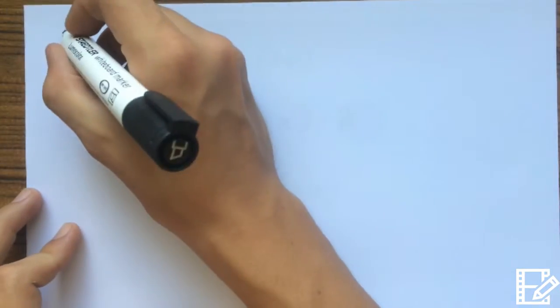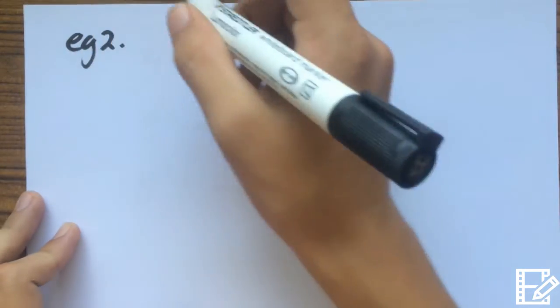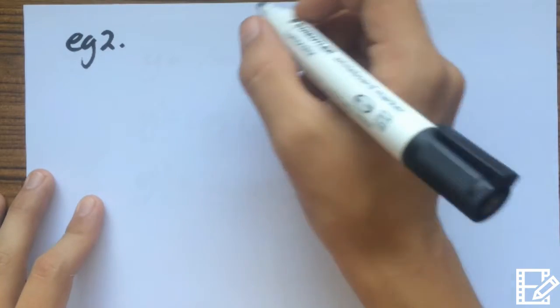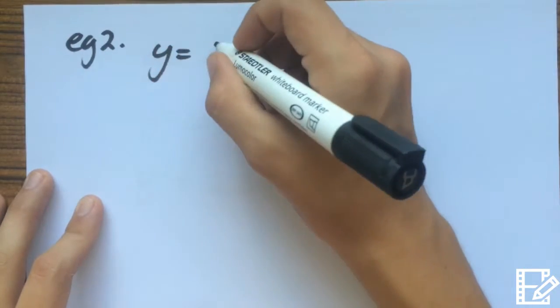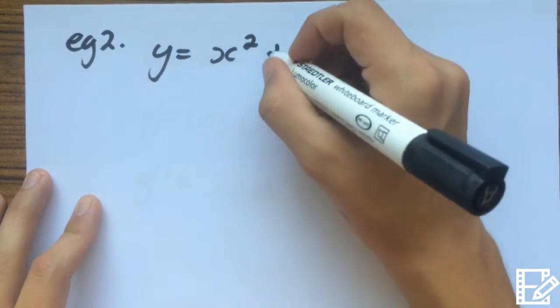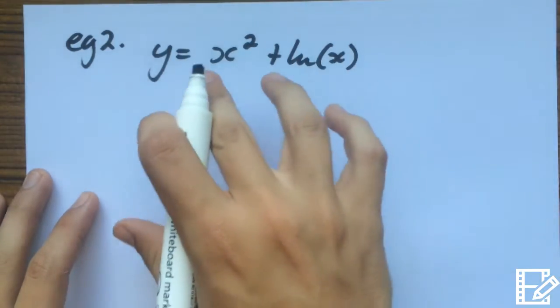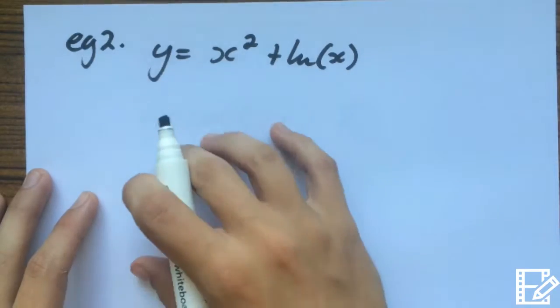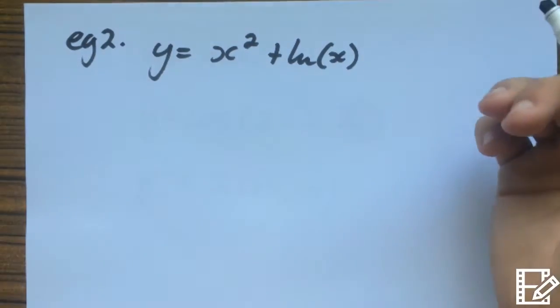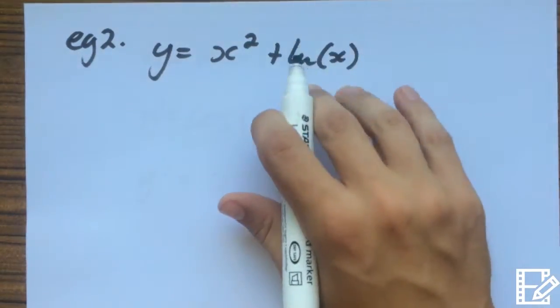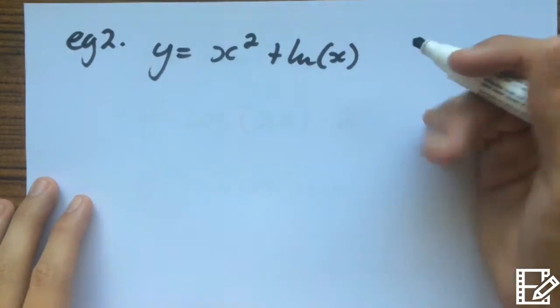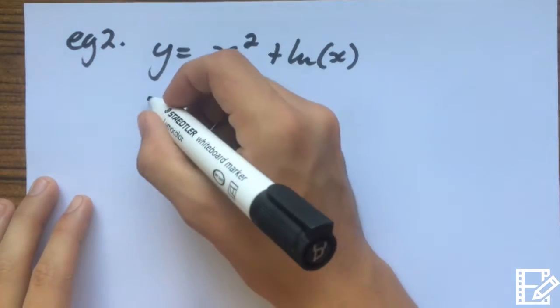Example 2. We have y equals x to the power of 2 plus ln x. This, we don't use the chain rule or any real technique except the power rule and the rule for deriving ln x, which is, I'll just do it.